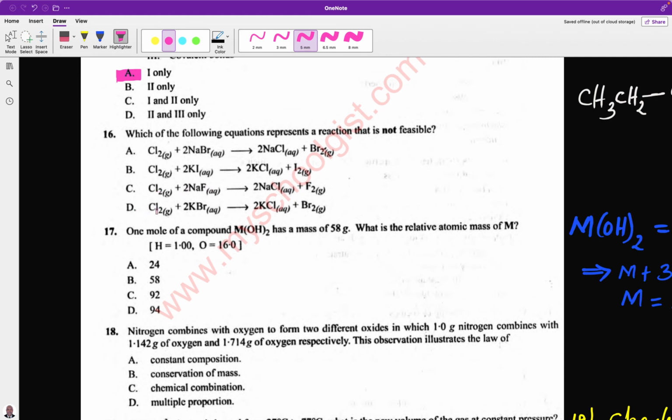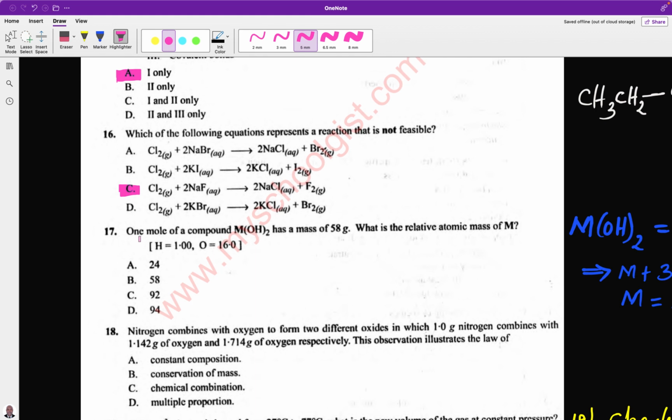D, chlorine plus potassium bromide. Of course, chlorine will displace bromine because chlorine is more reactive than bromine, to form potassium chloride and this other one. For that purpose, the only reaction that is not feasible is C. So the answer for 16 is C.